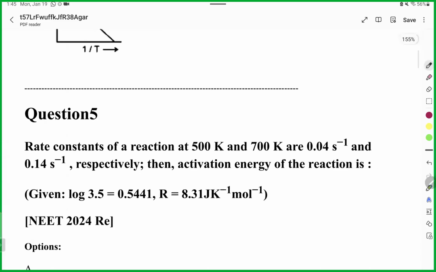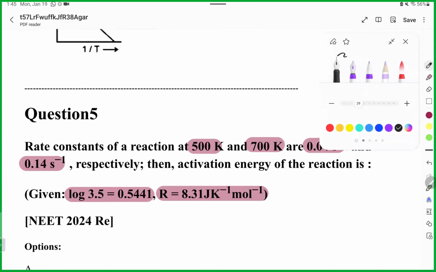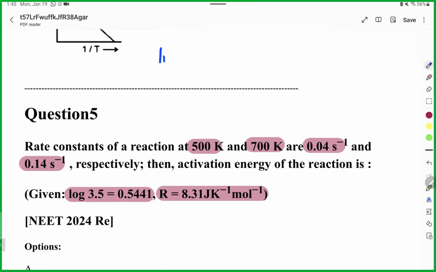See, they are giving the exact log value. Why? Because they know you can't remember the exact value. The R value is also given. You have to calculate the rate constant. No, the rate constant and temperature are given. You have to calculate the activation energy. Do it.